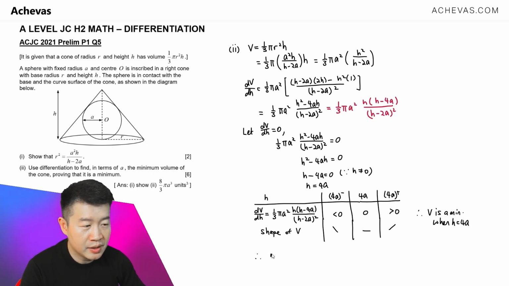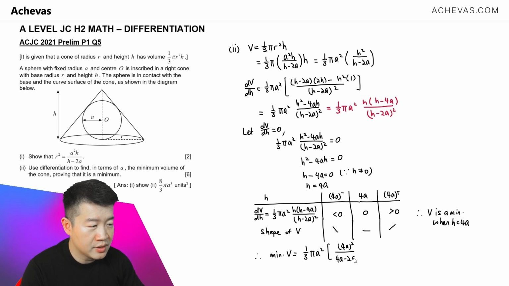Therefore, we can now find the minimum volume. The minimum volume is going to be equal to, making use of this expression here, 1 over 3 pi a squared times h squared, which is 4a squared, divided by h minus 2a, which is 4a minus 2a. Simplifying this, you will get the final answer as 8 over 3 pi a to the power of 3.